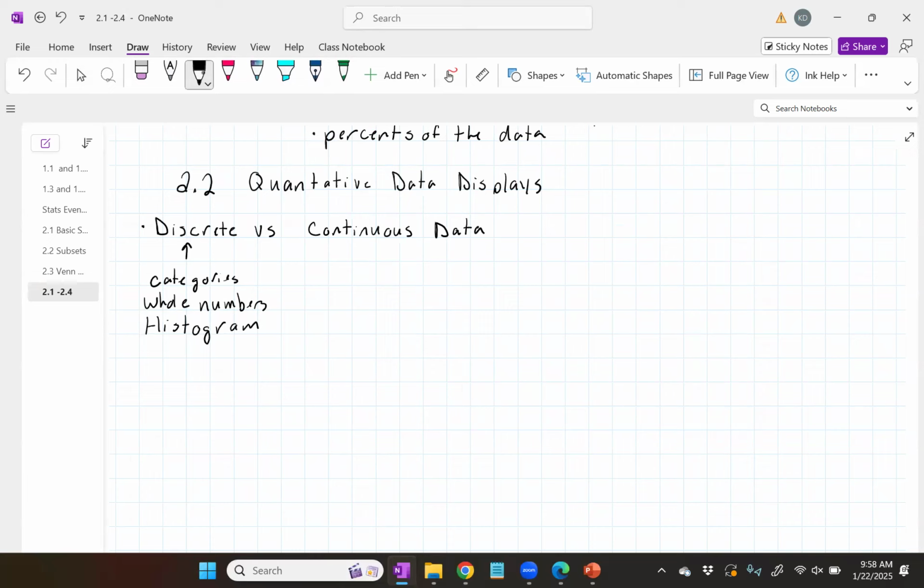With our continuous data, I think that's what we're going to focus on because it's a little trickier. We also want intervals.